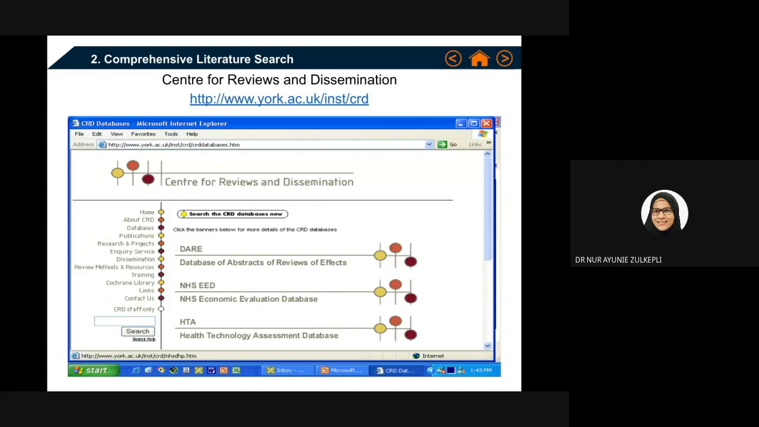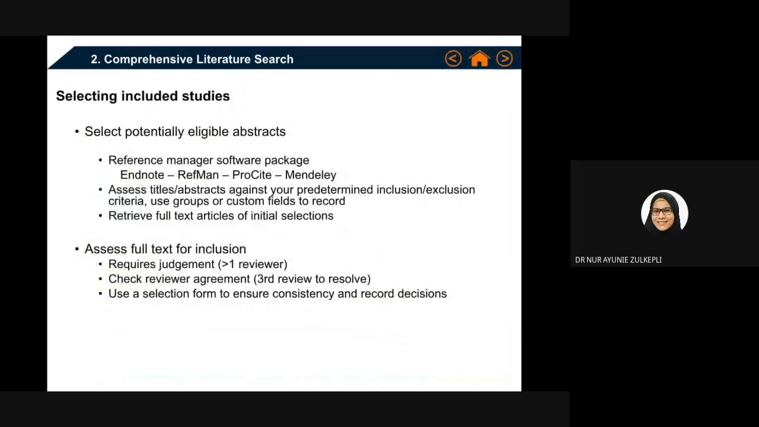So you can include your paper of interest. There are different criteria that you can fill in, so you can keep that paper to help you in your writing. Okay, selecting included studies.